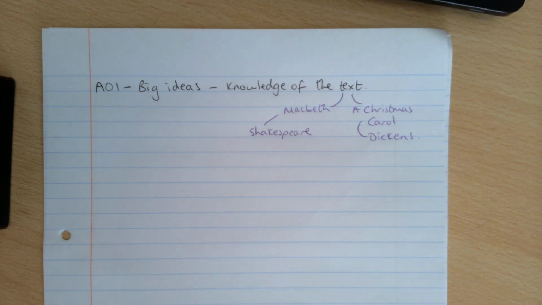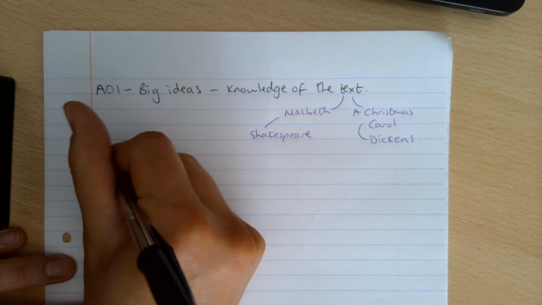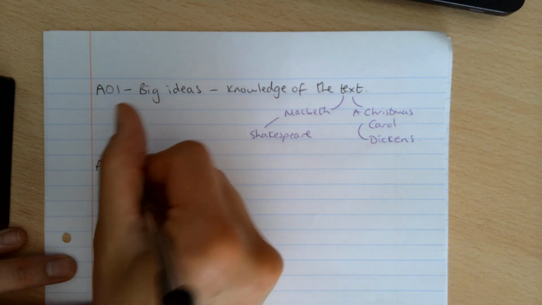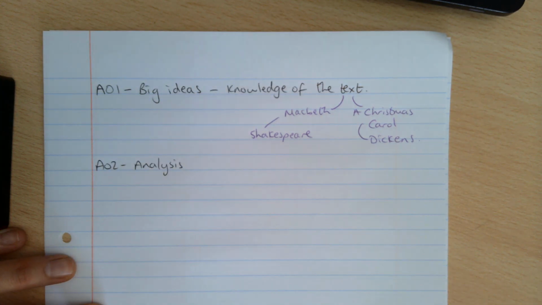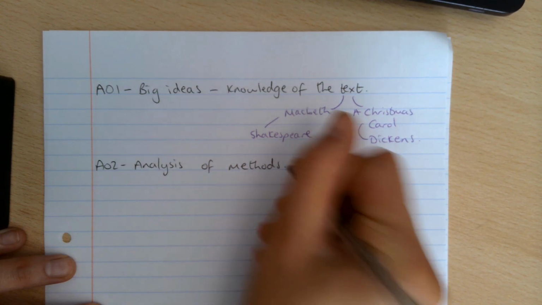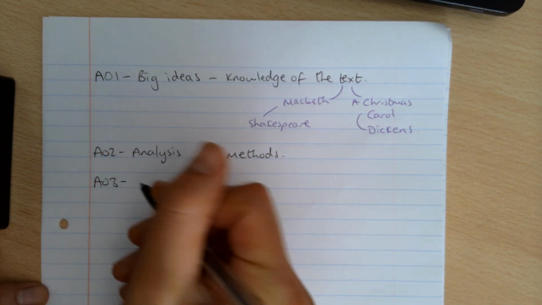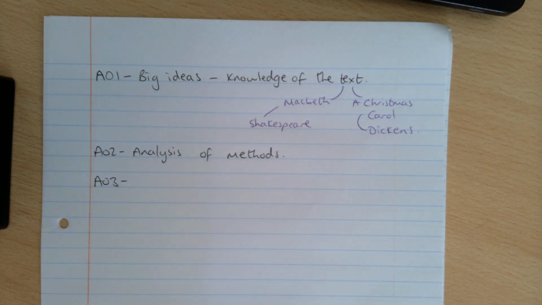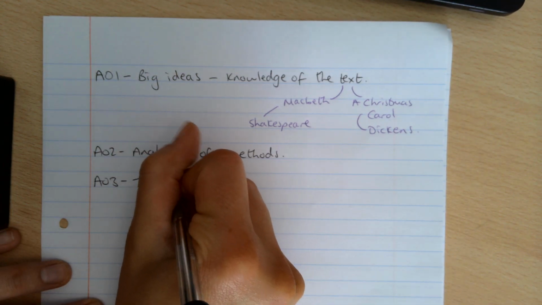We also get marks for AO2, which is our analysis of methods. Now, this is one that across the board in year 11, we have kind of forgotten about in previous mock exams. So it's really important that we do not forget about analysis of methods. And I'll go through that in more detail in a minute. And then lastly, we've got AO3, which historically is about context, but essentially what AO3 is, is our themes of the text.